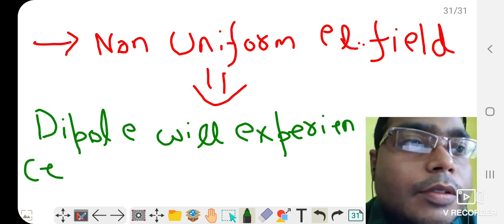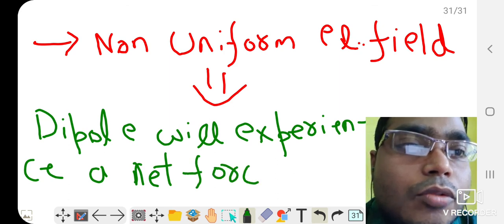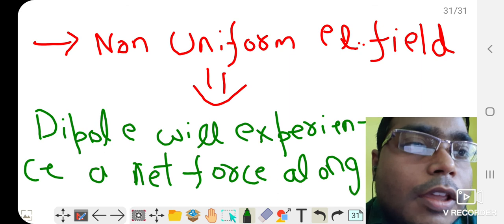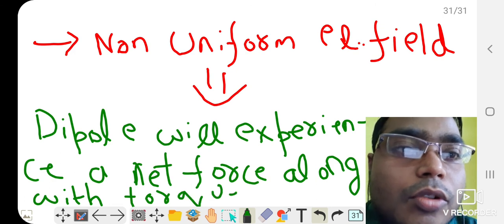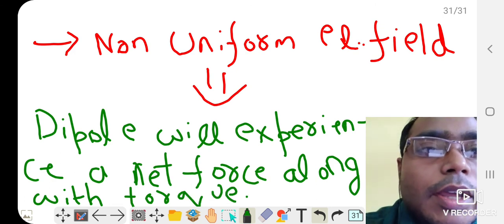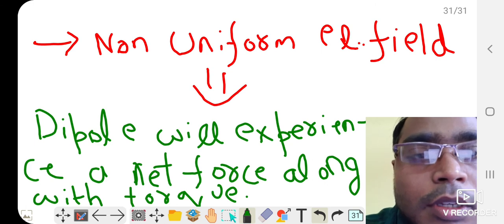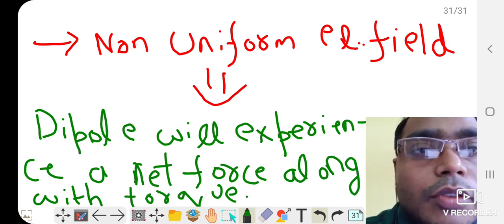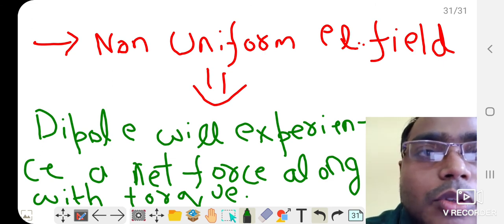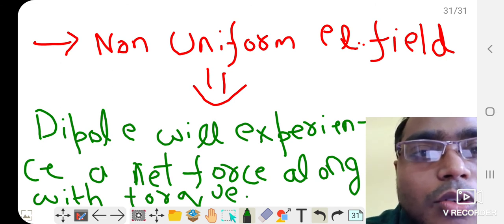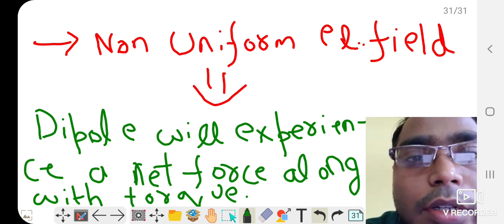the dipole will experience a net force along with torque, right? Although it will experience torque, it will also experience a net force, and the direction of this net force will be along the direction of the net electric field. Clear? Non-uniform electric field means the electric field is not constant everywhere. Sometimes it will be greater and sometimes smaller. So the dipole will not only experience the torque, but it will also experience a net translational force, and that will be in the direction of the increased electric field.